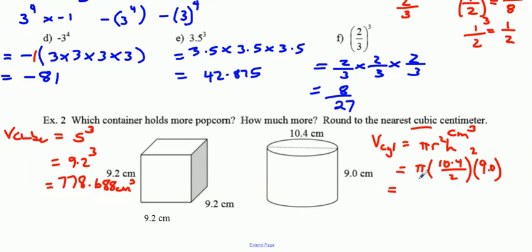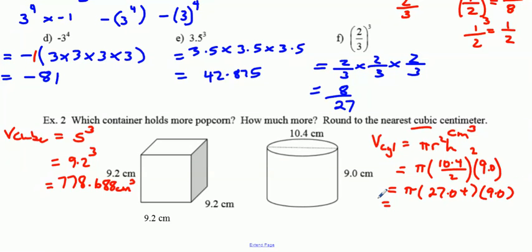Okay, so again, BEDMAS tells me that I cannot multiply pi by 10.4/2 because this exponent has to be dealt with first. So I'm going to take 10.4 divided by 2, which is 5.2 obviously, and I'm going to put that to the second power, or I'm going to square it. So this is going to be pi times 27.04 times 9.